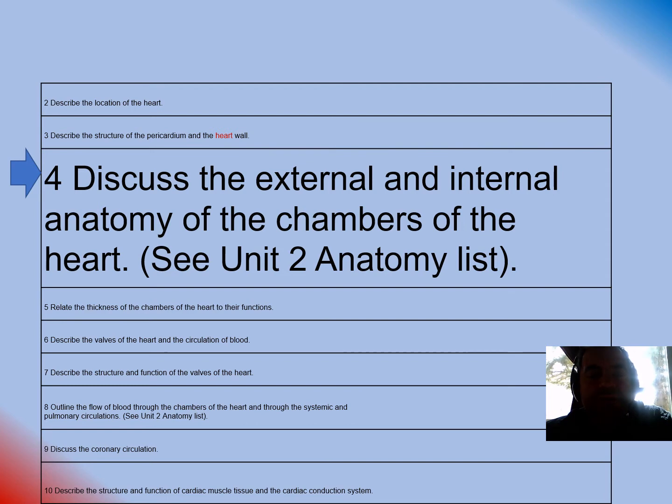And you can look at the Unit 2 anatomy list. It has all the little parts named. For example, mitral valve is called bicuspid valve or left atrioventricular valve. The chordae tendineae are sometimes called tendinous cords or even heart strings.